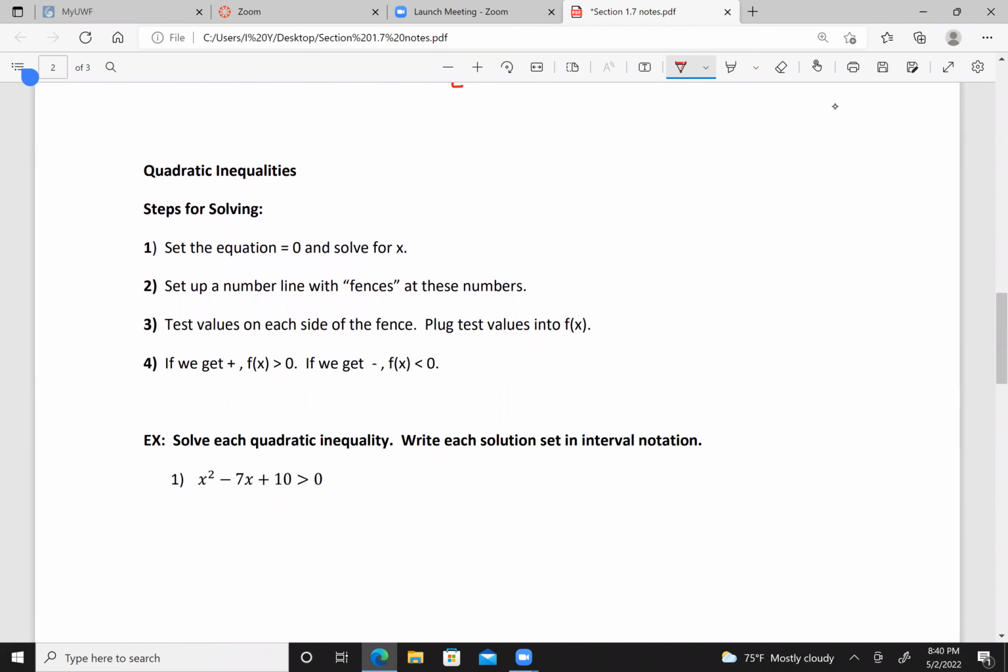So this brings us to quadratic inequalities. To solve quadratic inequalities, first we set the equation equal to 0 and solve for x. Then we'll set up a number line with fences at these numbers, and then test values on each side of the fence.